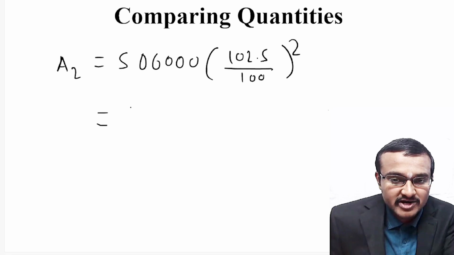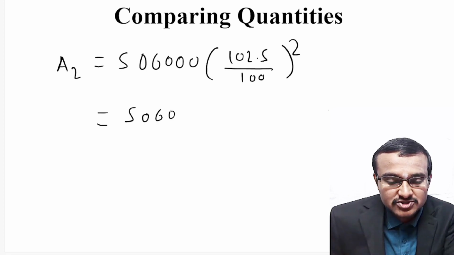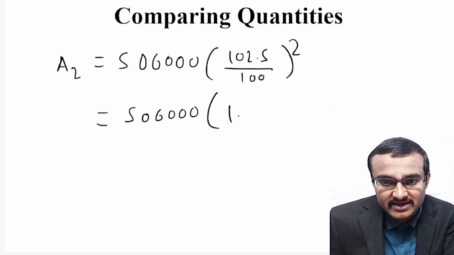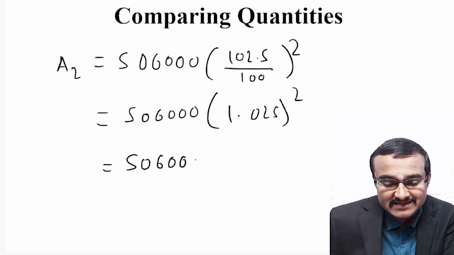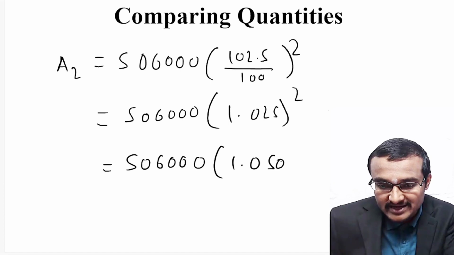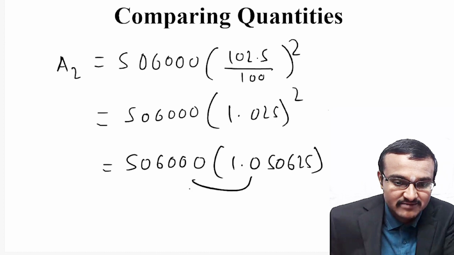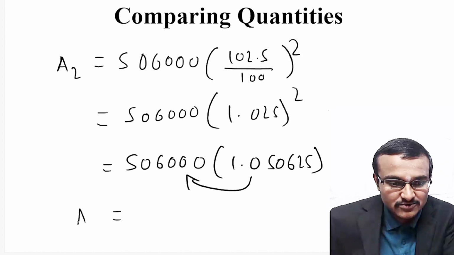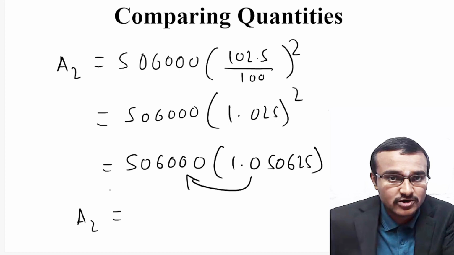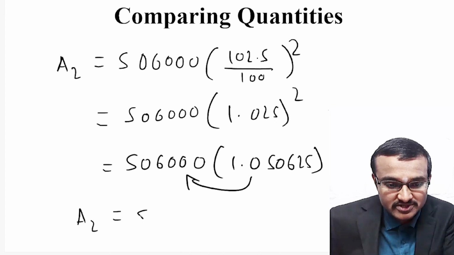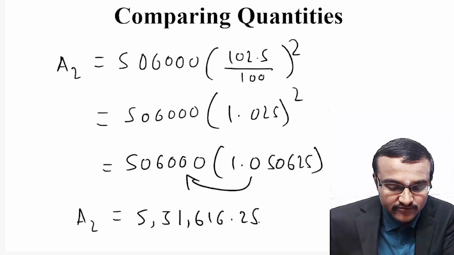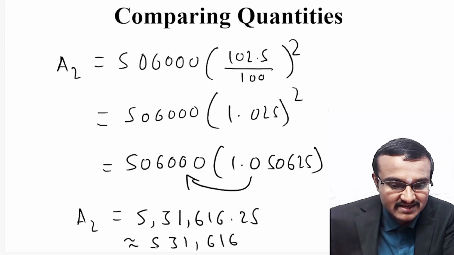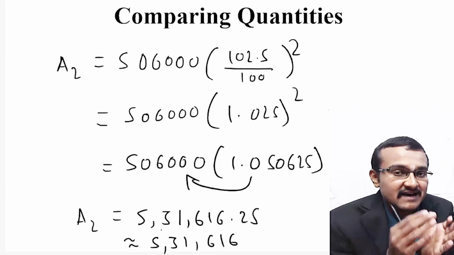So what is 102.5 divided by 100? It will be 1.025. So when you do 1.025 whole square, you will get 1.050625. So when you multiply this with 5,06,000, you will get how many bacteria will be there after 2 hours. The number of bacteria after 2 hours will be 5,31,616.25. So approximately you can take it as 5,31,616 bacteria after 2 hours.